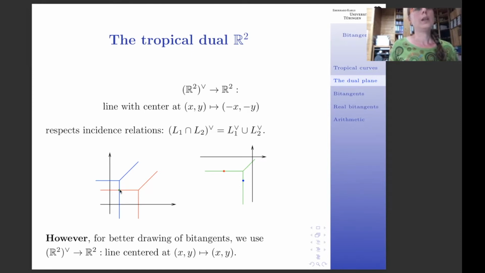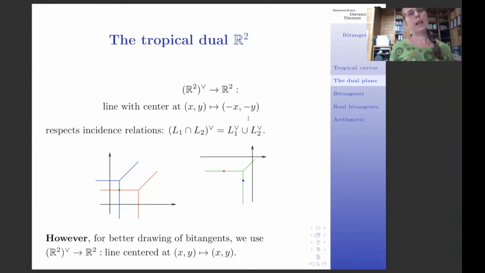This one point in here has coordinates 1, 2. And vice versa, in the dual plane, we have the red point and the blue point, and there's a line passing through those 2 points, and the line has its center at -1, -2. So we see that the incidence relations are nicely respected. If I take the dual of an intersection of two lines, then this is as good as taking the line connecting the dual of one line and the dual of the other line.